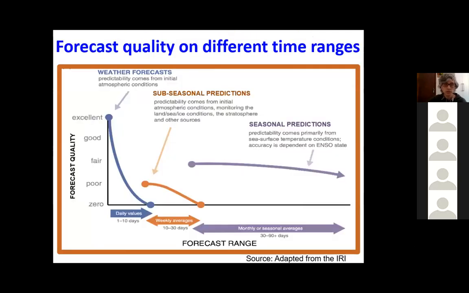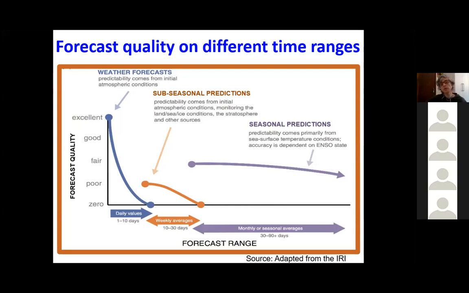So to give you a brief picture of what I'll be talking about, this is a figure that I borrowed from the people from IRI, which was facilitated by Nachikita. As you can see, the quality of forecasts in different timescales vary from weather to subseasonal to seasonal predictions. There are different levels of quality that we know. The current knowledge of our capability of producing forecasts is summarizing this figure.